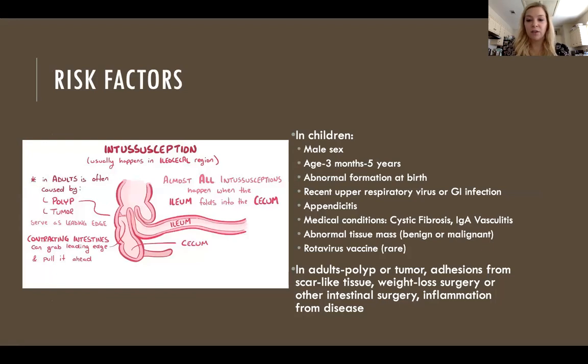Common risk factors include male sex, ages 3 months to 5 years, an abnormal formation at birth, a recent upper respiratory virus or GI infection, appendicitis, a medical condition, foreign body, abnormal tissue mass, and in extremely rare cases, a recent rotavirus vaccination. In adults, it can be caused by a polyp or tumor, adhesions from scar tissue, weight loss or intestinal surgery, or inflammation from disease such as Crohn's. However, it is common to have difficulty finding the root cause in adults.